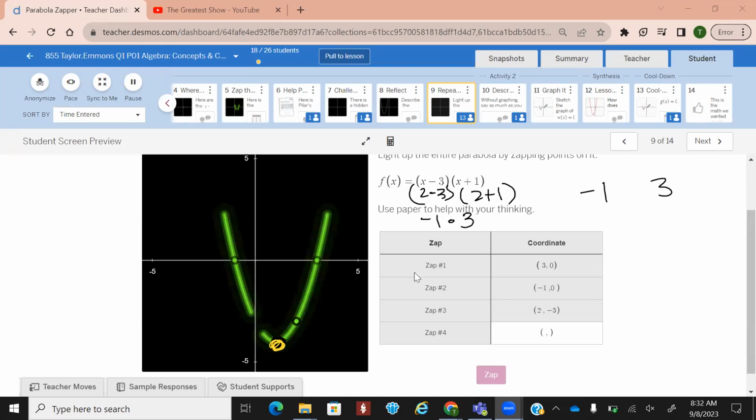So remember how we did that number line? -1, 0, 1, 2, 3. What's in between? 1. Okay, so if I took 1 and plugged it in, I would get 1 minus 3 times 1 plus 1. So this will give me -2 times 2, which is -4. So this is going to be 1 comma -4.